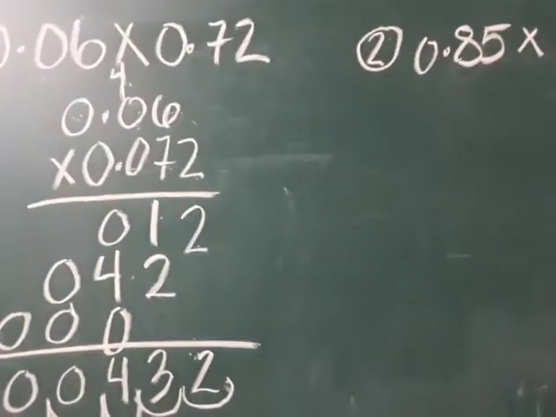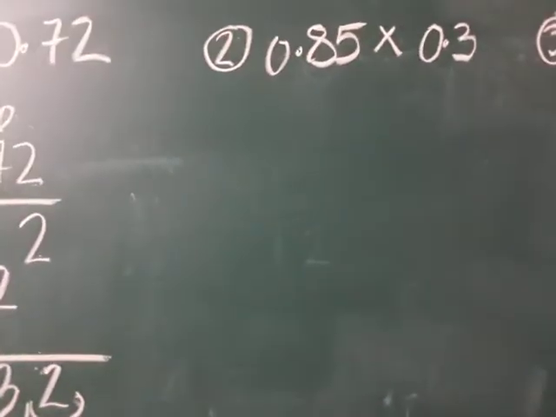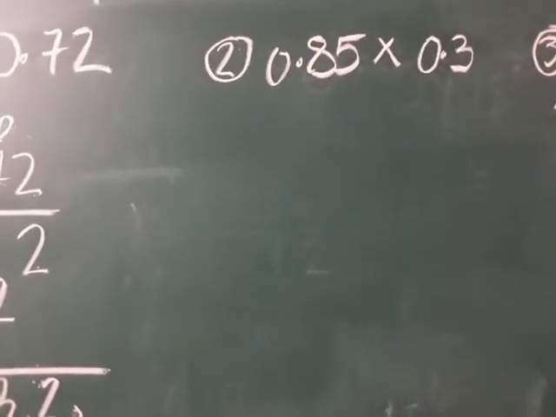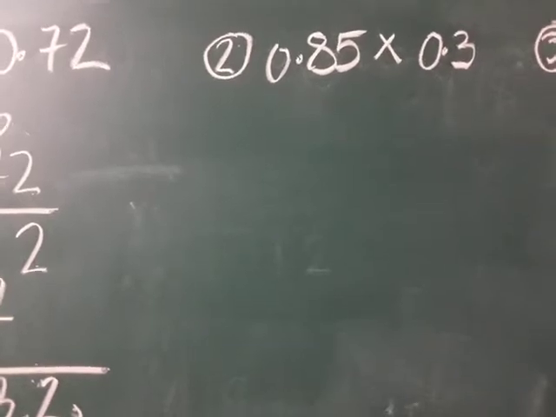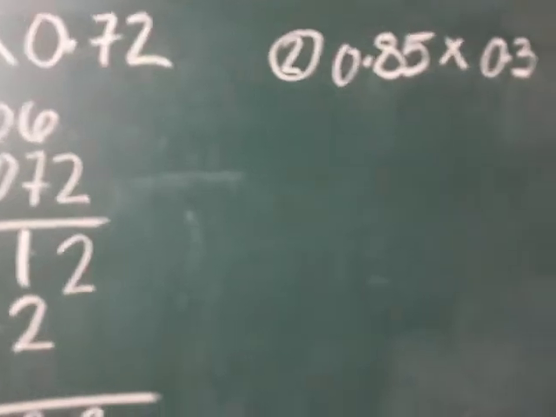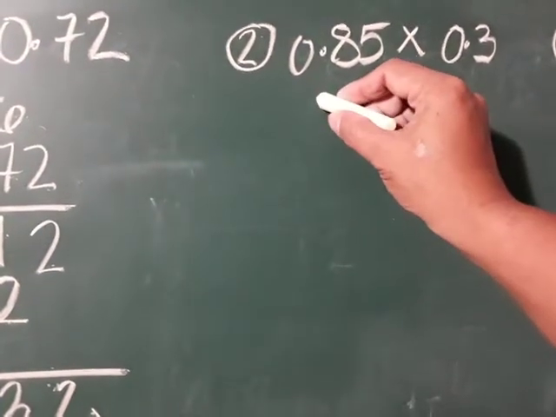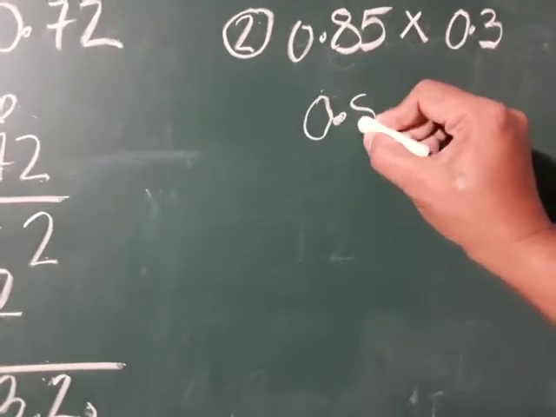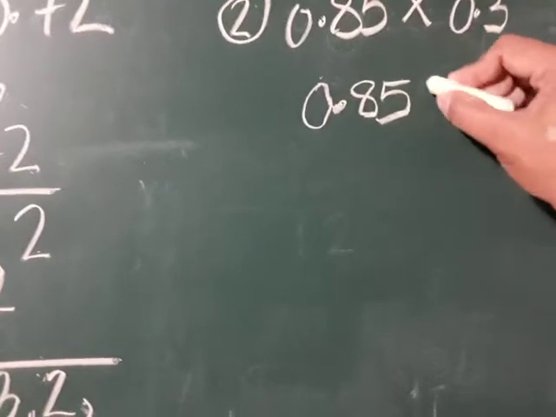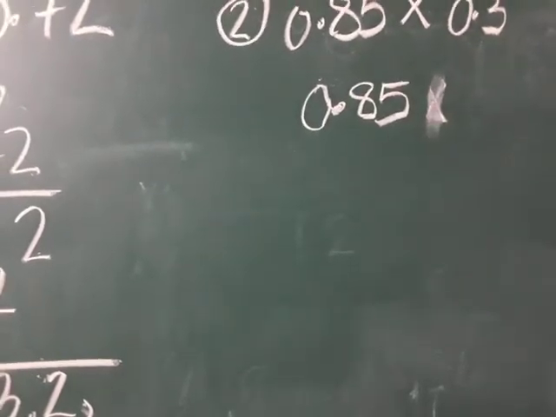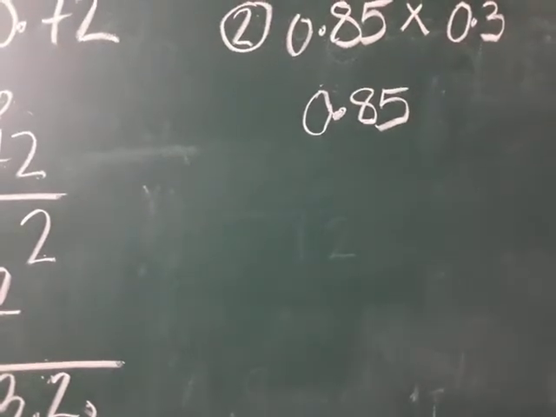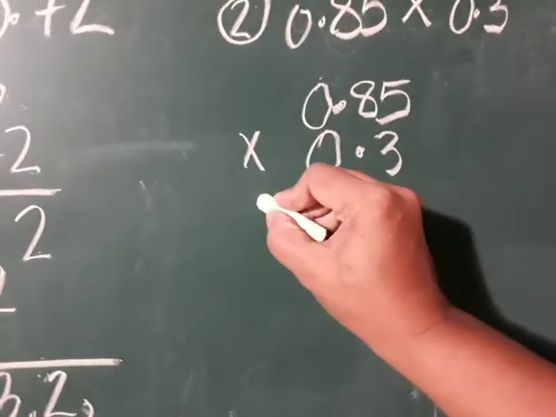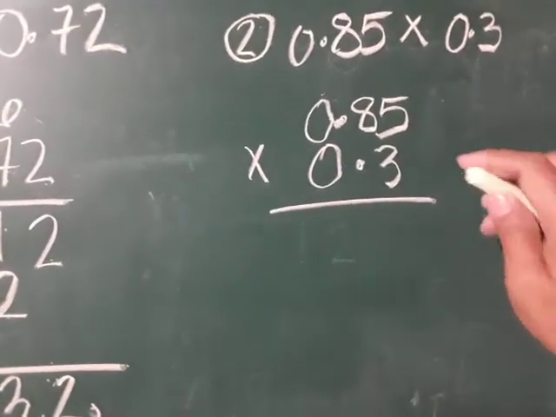Let's proceed with example number 2. Okay, so 0.85 times 0.3. So we're going to apply the same rules, the 3 steps. So let's write first in a vertical form. So 0.85 times 0.3. Okay, so multiply like a whole number.